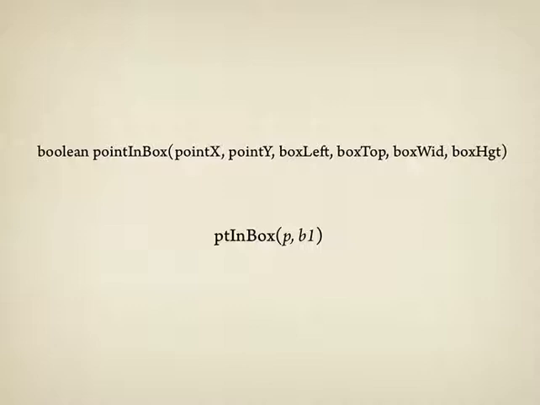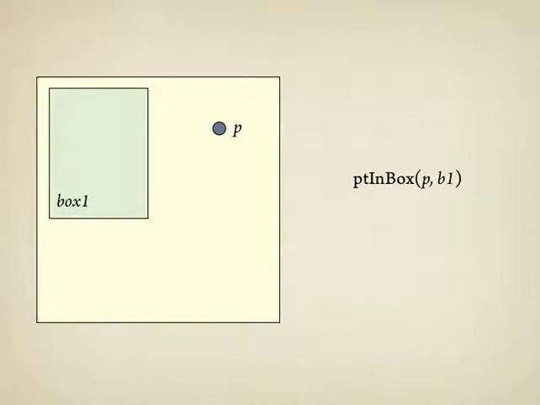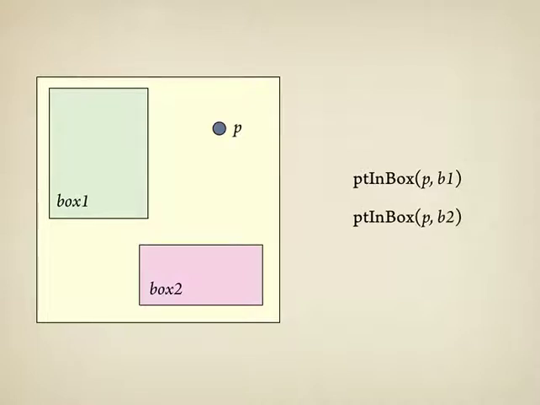So to really cement this, let me show you how we might use this little shorthand. Here's our screen, and we have a point P, and we want to know if it's inside of box 1. So we can just call point_in_box P, comma B1, and that will be true if the point is in box 1 and false if it's not. We might also have a second box, box 2, and then I can call point_in_box P on B2, and that will be true if we're inside of box 2 and false if we're outside. So that's our shorthand, and it's just the shorthand for these slides.